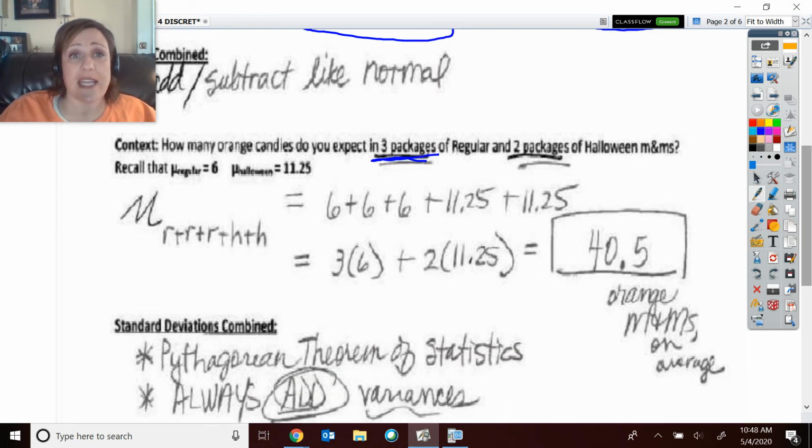So then they just add like normal. I've got 3 of the 6s plus 2 of the 11.25s. So on average, I've probably gotten 40.5 M&Ms. And remember, those can be a decimal because this is on average. All right. You may also see it, of course, as 3 of the 6s plus 2 of the 11.25s.